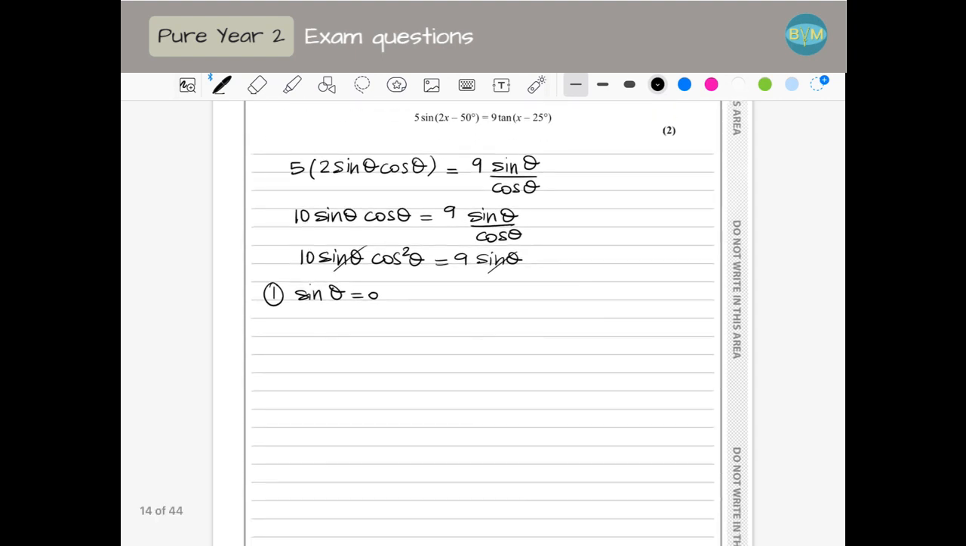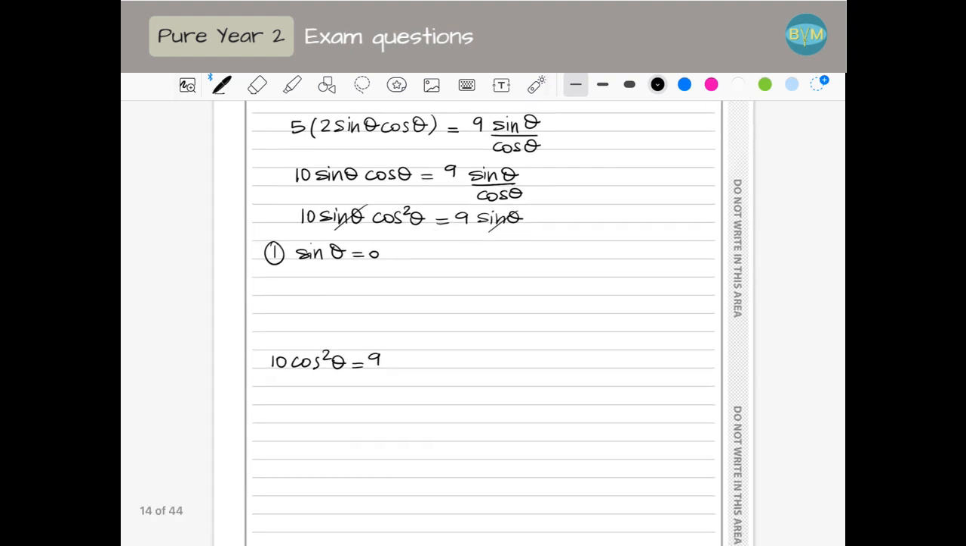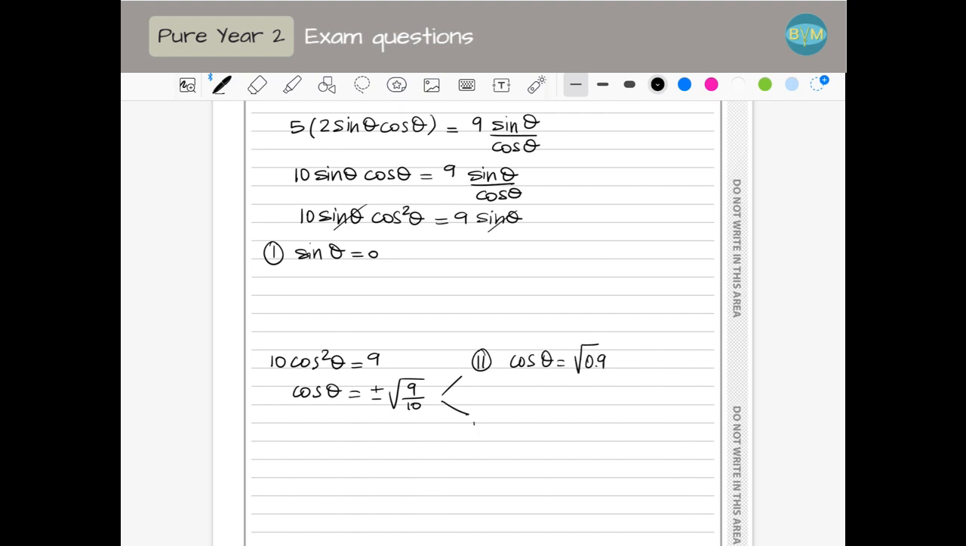So for the rest, 10 cos squared theta equals 9, I will have that cos theta is plus or minus the root of 9 divided by 10, which is giving me two more solutions. So cos theta equals the positive value, root 0.9, and the other one is cos theta equal to the negative value. These are the values that I'm going to put in the calculator. Well, this one you don't need to. And then we are going to find the other solutions.